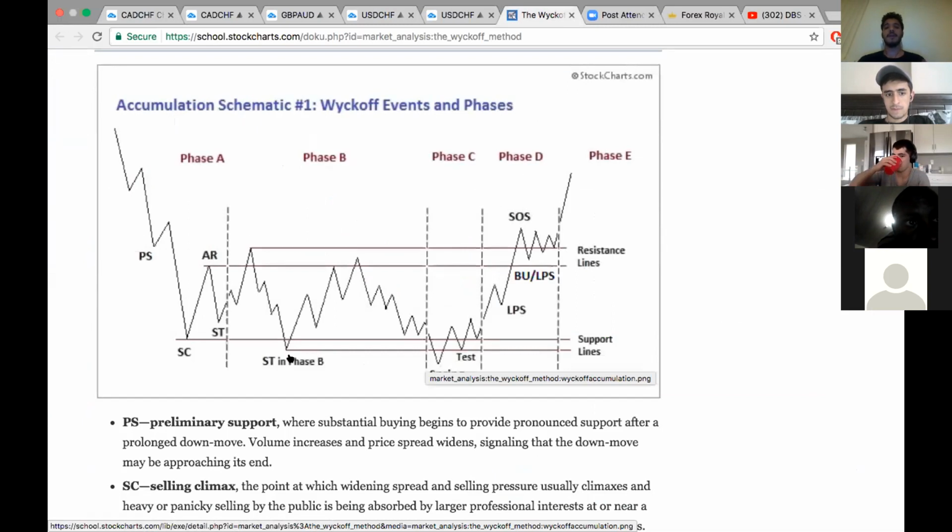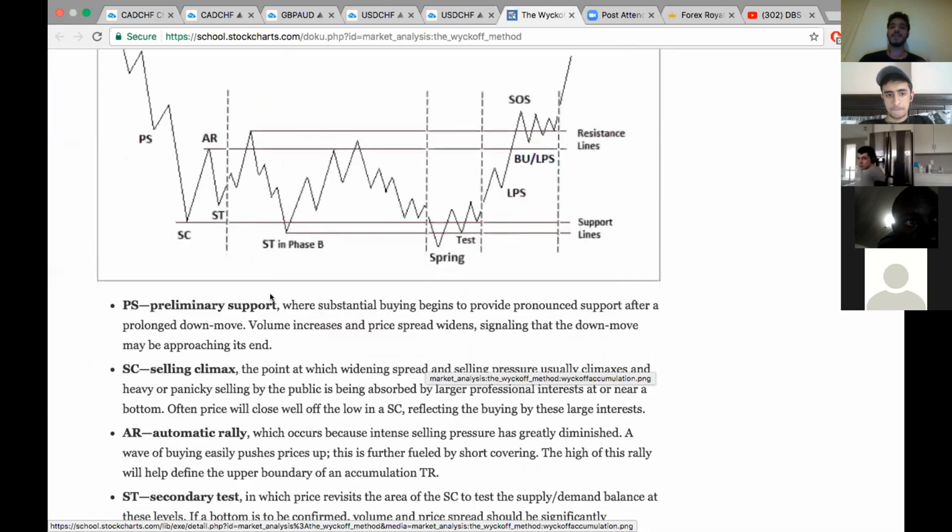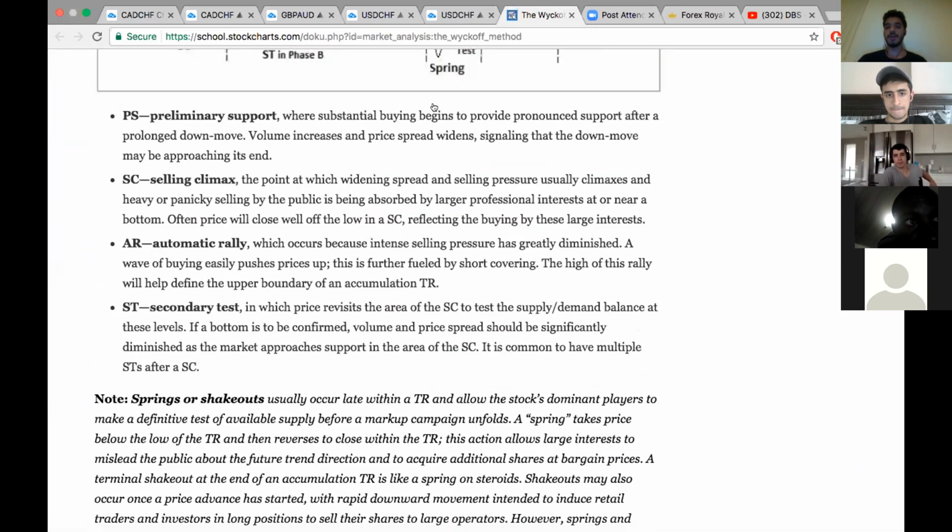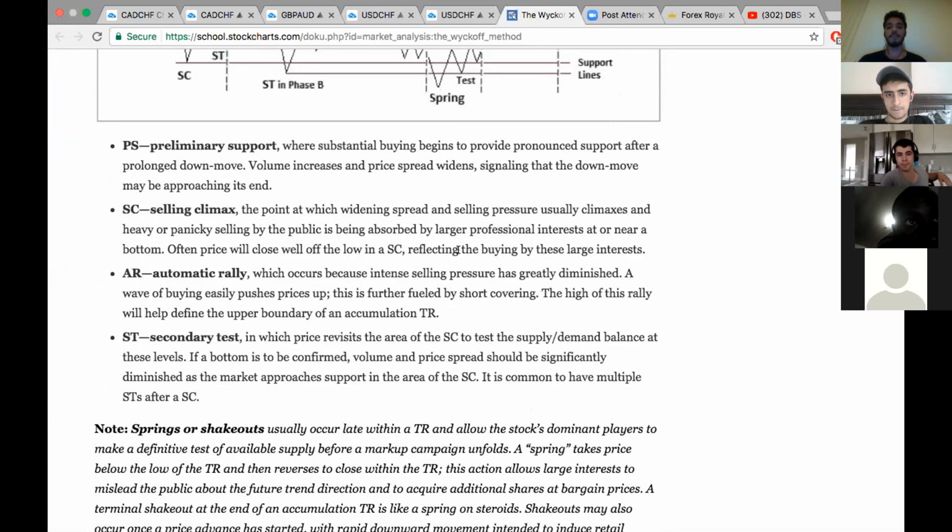Now, there's two types of accumulation schematics. This is the first one and the most common one. The second one, there's no spring. You see how there's a spring here? There's no spring on the second one, right?